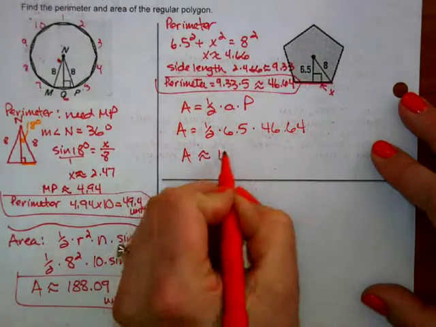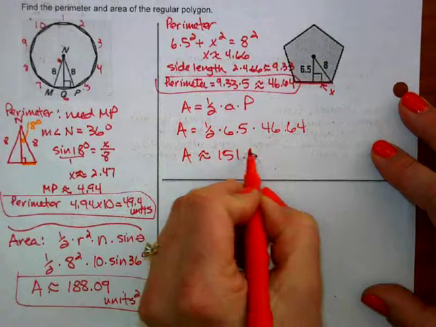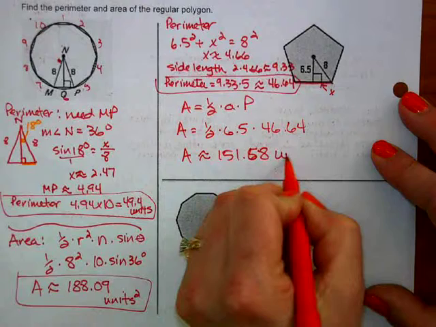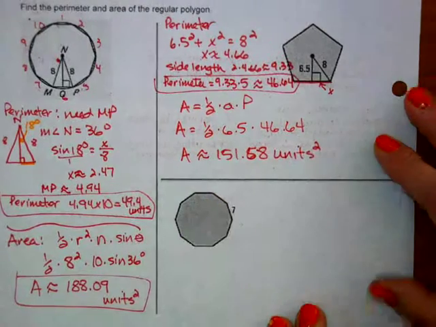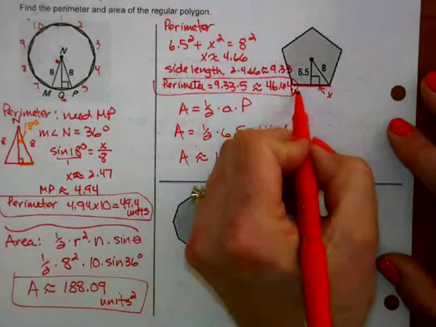And it's approximately 151.58 units squared. Probably should have put units up here.